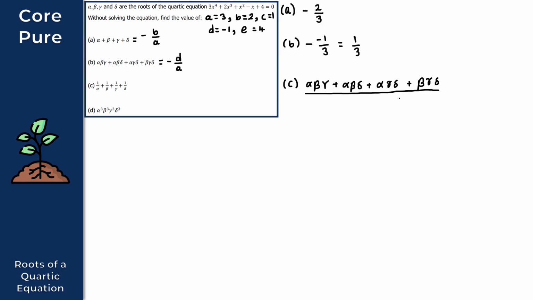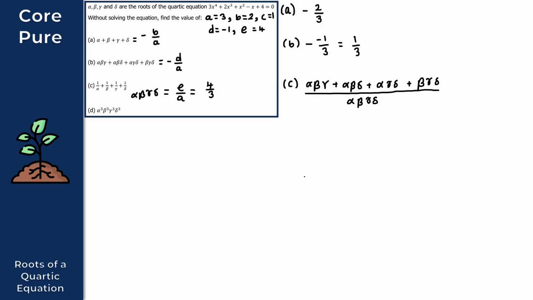We now also need our denominator. To obtain this result, what I need is my denominator to be alpha, beta, gamma, delta. Well, we know the value of the numerator, we've already evaluated that. However, the denominator, we don't know the value of this just yet. But again, hopefully you recognize that this denominator is one of our standard results. Let's make a note of this inside the question. Alpha, beta, gamma, delta is equal to E over A. So E is 4, A is 3, so we get 4 over 3.